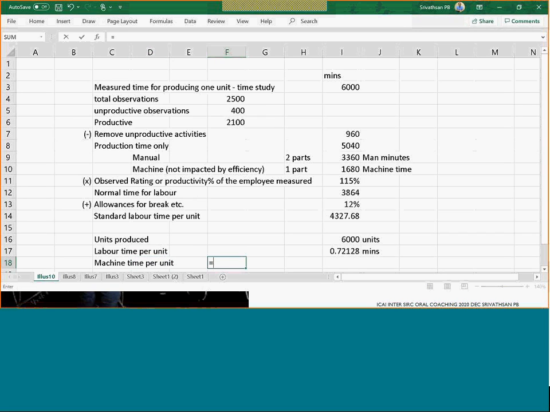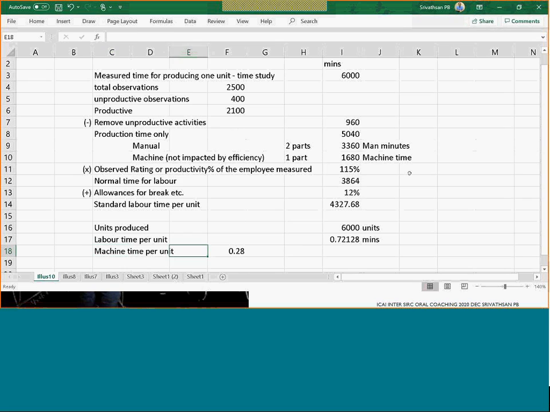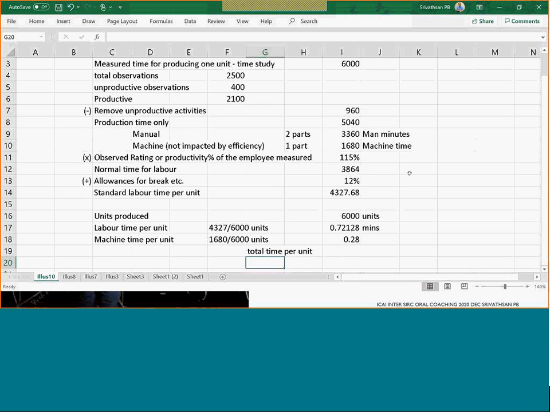Time per unit: machine time 1680 minutes, 6,000 units produced. Labor time 3,864 divided by 6,000. So my total is going to be 1.18 minutes.